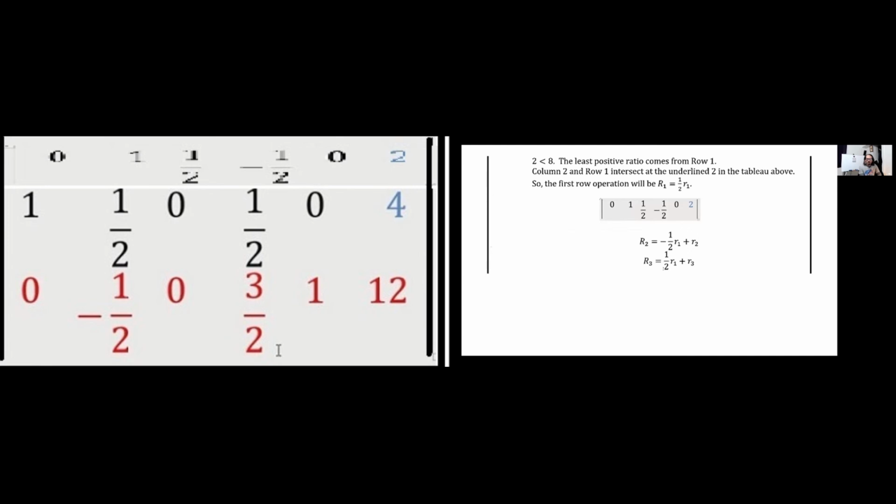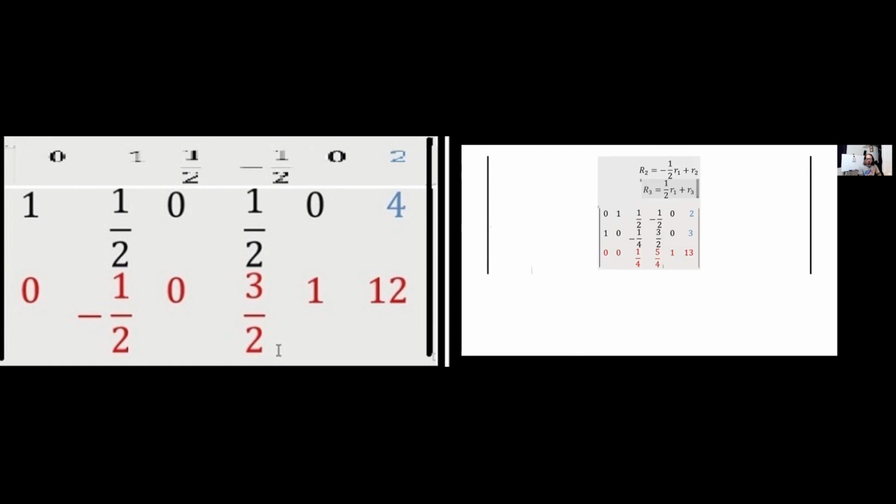And then we've got a positive 1/2 that we're going to have to turn into a 0 in row 2, and a negative 1/2 in row 3 in that same column, column 2, that we need to turn into 0. So here are the new row operations that we'll do to change row 2 and row 3. Here's what we get. There are no longer any negatives in the objective row. So we've reached our optimal solution.